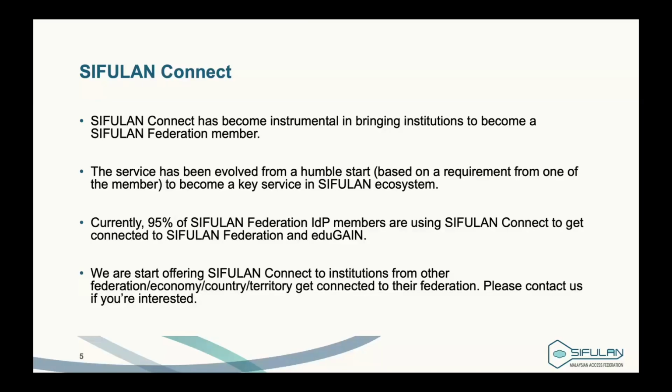The good news is that now we think we are ready to open the Sifulan Connect subscription to any institution from another federation or country to get connected to their federation. This means that if they subscribe to Sifulan Connect, it doesn't mean that they become a Sifulan Federation member. For example, from Laos, if they want to use our IDP service to connect to the Laos federation, that is possible. Please contact us if you are interested. We are open for pilot testing as well for Sifulan Connect.